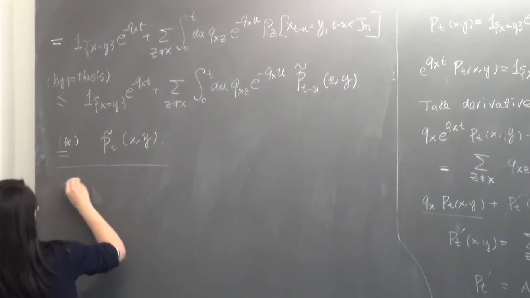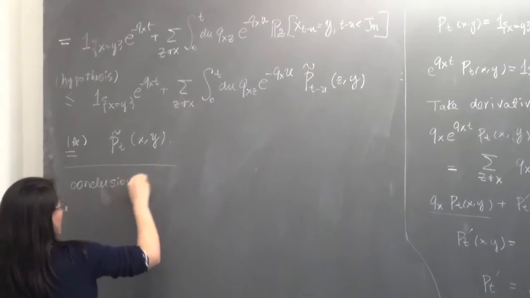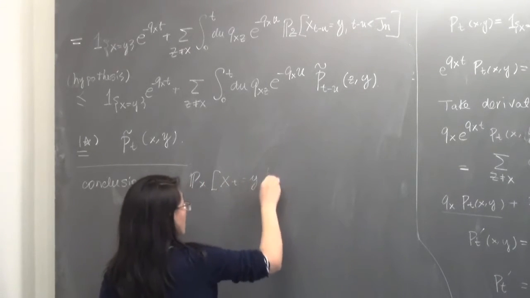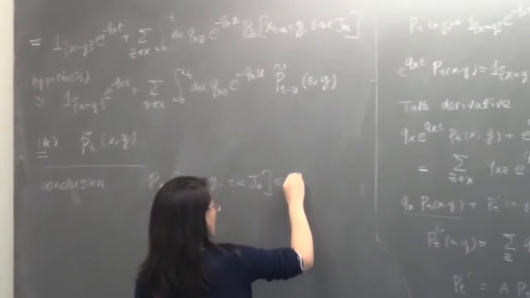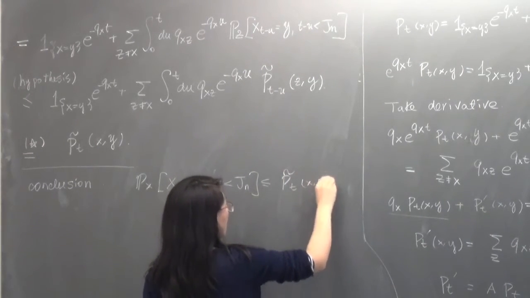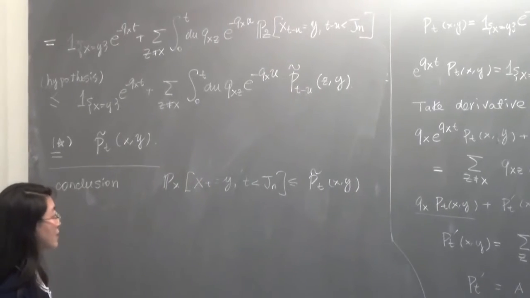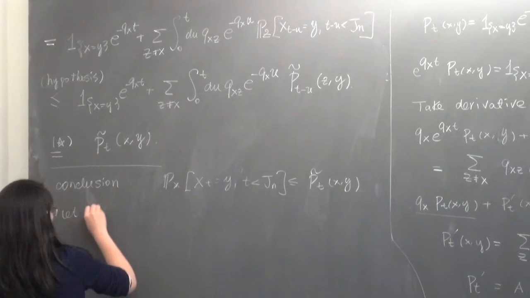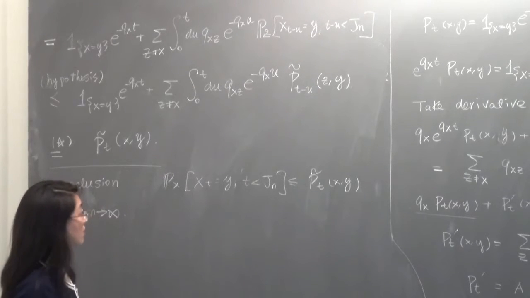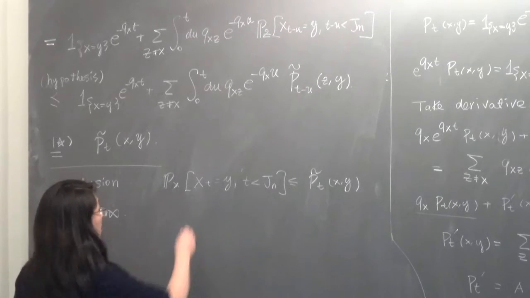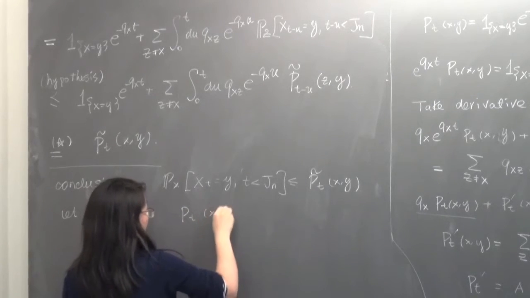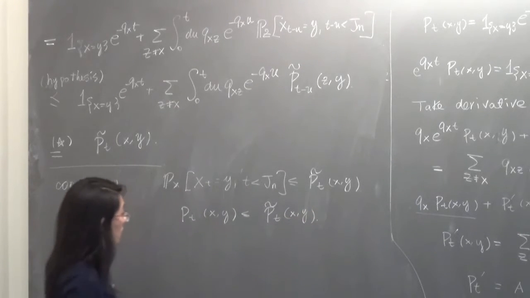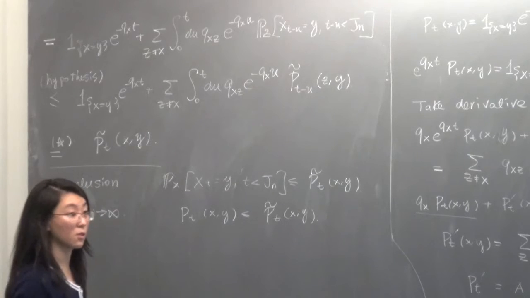So now what we have is, for any n, the probability of xt equals y and t less than jn is bounded by p tilde. And now let n go to infinity. And since we restrict to the non-explosion case, the left-hand side converges to ptxy. So this shows that ptxy is bounded by pt tilde. So this completes the proof.